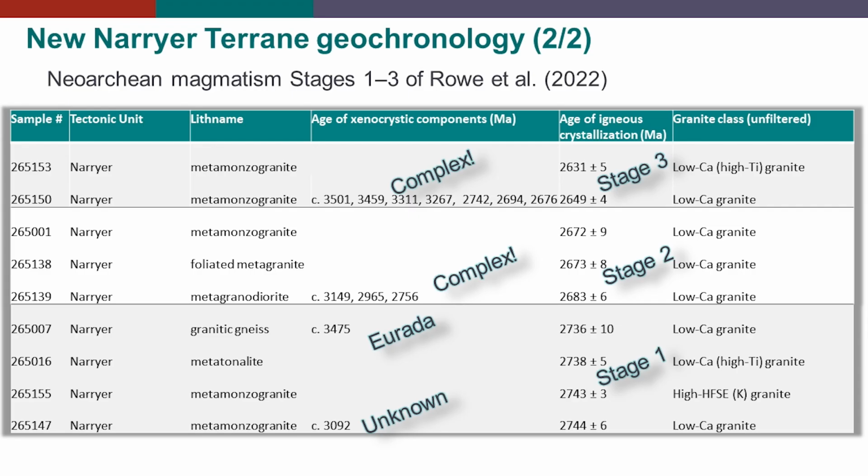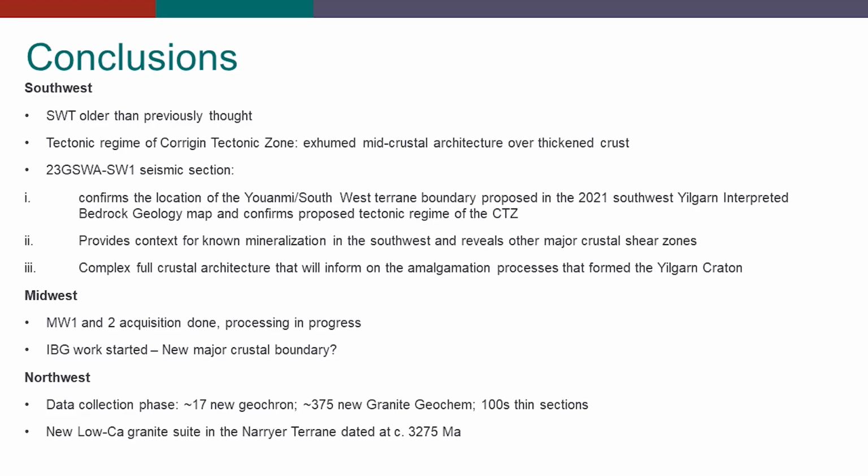And then we enter into a Neoarchean magmatism, which our new data fit well with the three stages of Neoarchean magmatism that were proposed by Matt Rowe in his 2022 publication, where he sees the Neoarchean magmatism happen in three stages: one at around 2.74 Ga, one at around 2.675 or 2.680, and one around 2.63 to 2.64 Ga. So this is stage 1, stage 2, and stage 3, and some of them complex, to say the least, with very complex inheritance signatures.